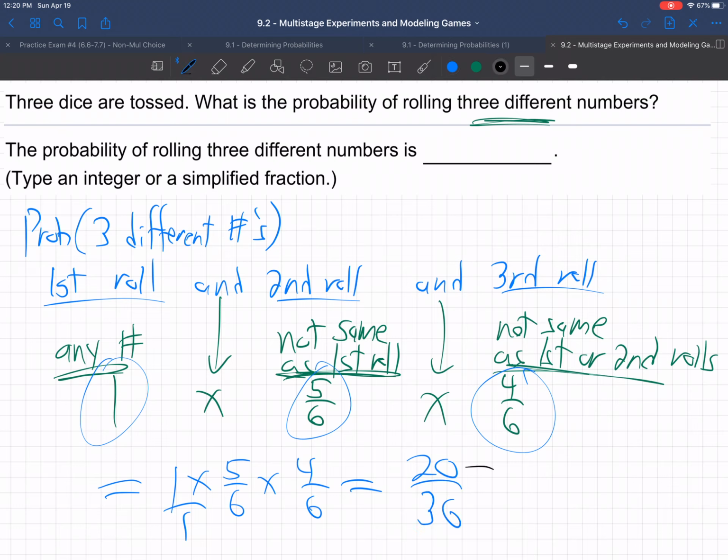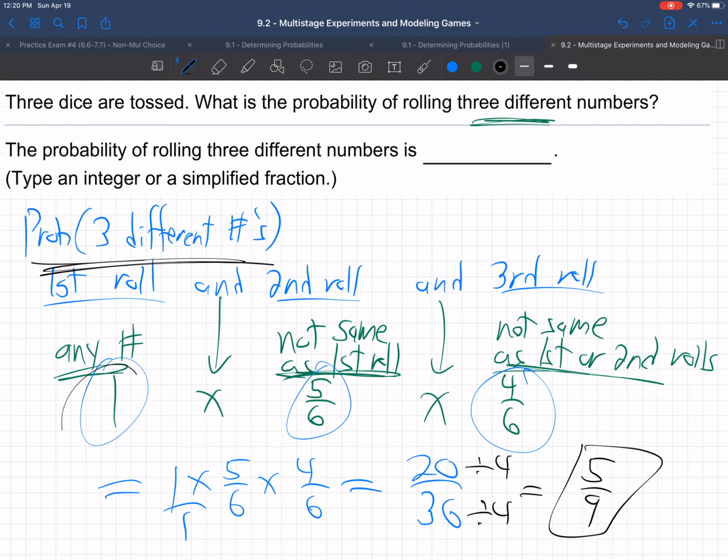We always reduce fractions. Divide top and bottom by 4. 5/9 is the probability that you're going to get 3 different numbers. Any number the first time, a different number the second time, and different than the first 2 the third time. And you multiply those together because and is always multiply.